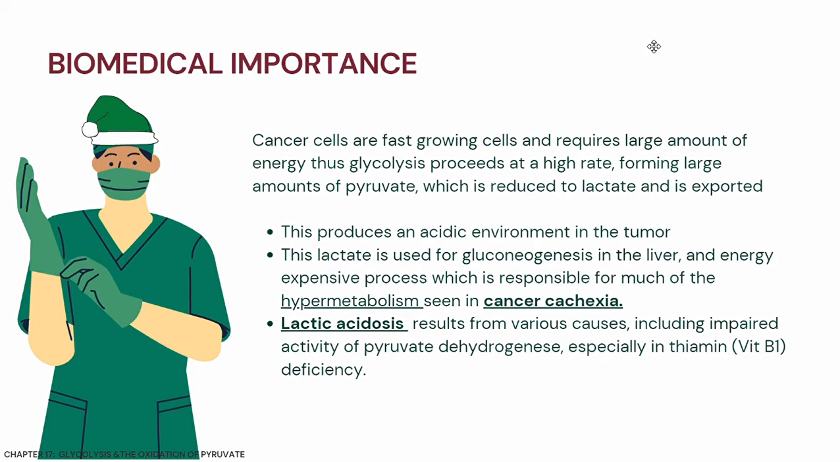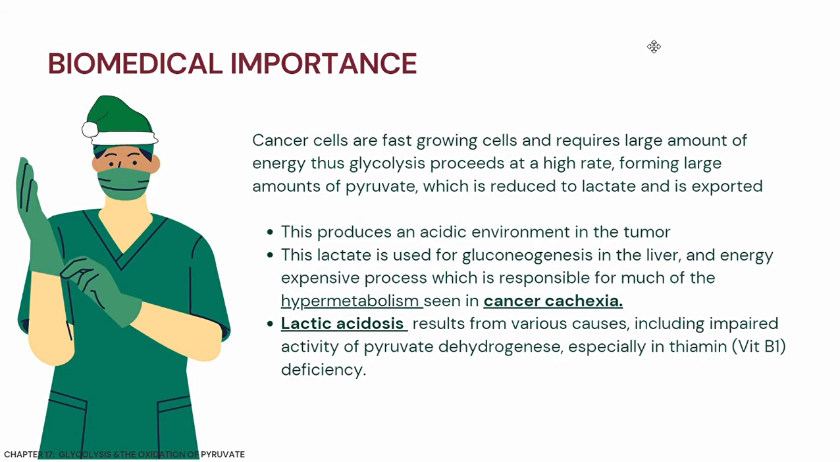So there you are. Your adjunct procedures to help in the treatment of cancer is to aerate the patient, so oxygenate the patient and make the tissues alkaline. It should be an alkaline environment so that cancer cells cannot grow well. All right.